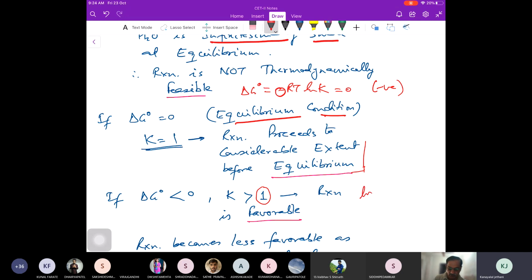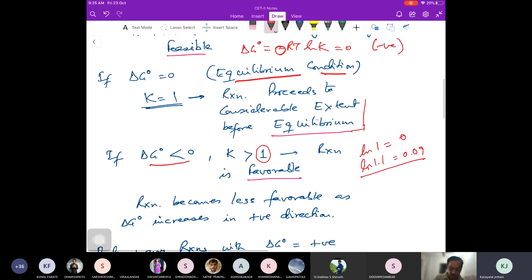What is ln of 1 equal to? Do it, you have a calculator. What is ln of 1? 0, sir. 0. And ln of 1.1? 0.0953. That means it is positive, right? K will be greater than 1 if delta G is less than 0.